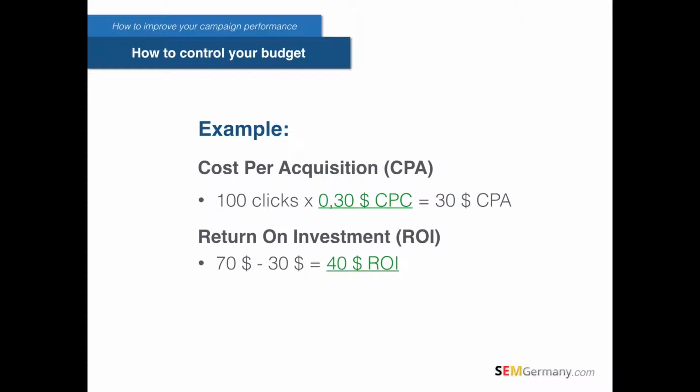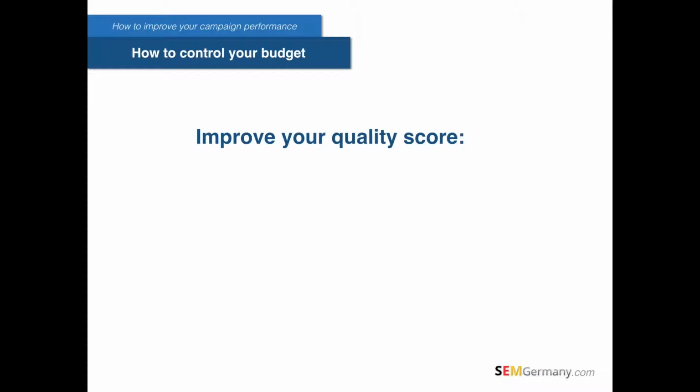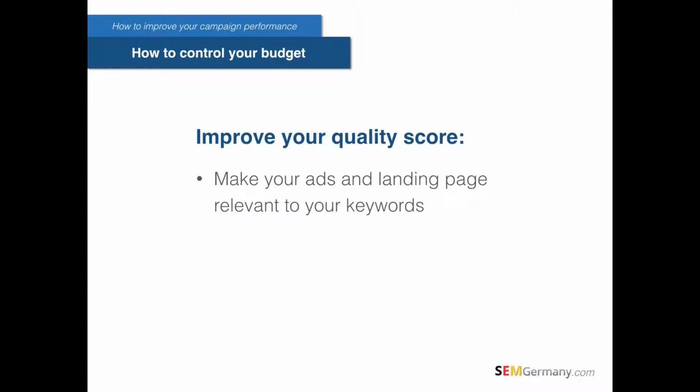So that's why next to your bid settings, you should also pay close attention to your quality score. The quality score is being assigned to each one of your keywords by Google and reflects how well your keywords match to your ads and landing page. That means if you want to improve your quality score, you need to make sure that all of your ads and landing pages are as relevant to your keywords as possible.